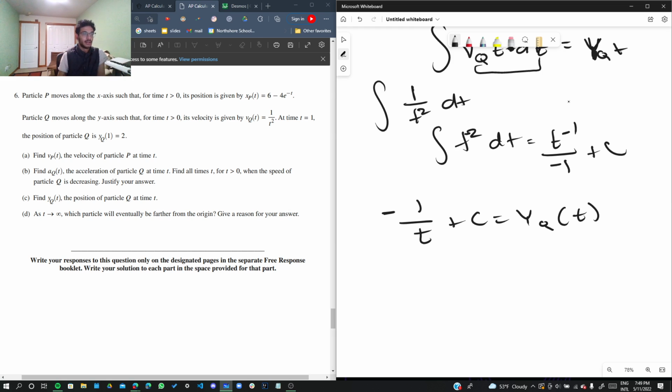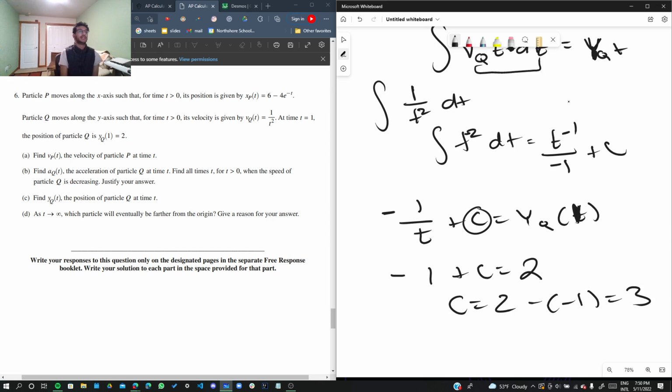is equal to yq of t. And then, in order to find the initial condition, we just plug in 1 wherever we see t. So it's -1 plus c is equal to yq of 1. Yq of 1, according to the test, is 2. Then c is equal to 2 minus -1, which is equal to 3. So therefore yq of t is equal to -1 over t plus 3. There we go.